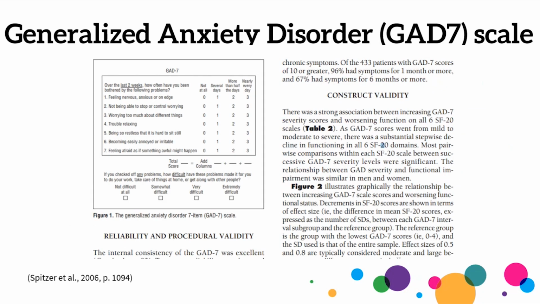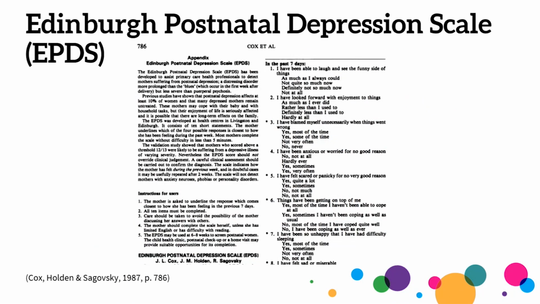So these are a couple of examples of standardized scales that we have in Discovery. This is the original paper for the Generalized Anxiety Disorder scale, which we'll see later in Discovery. And this is the Edinburgh Postnatal Depression Scale that we've just seen. As you can see, both of them have the questions in a specific order.